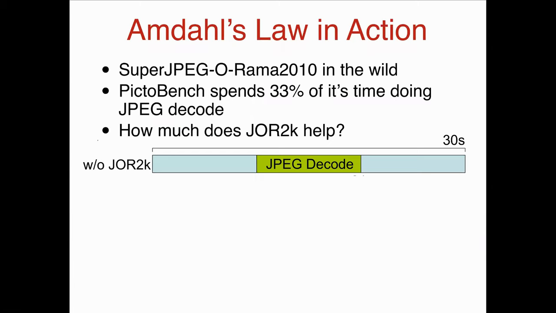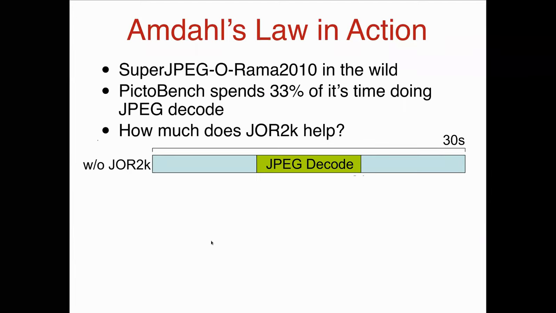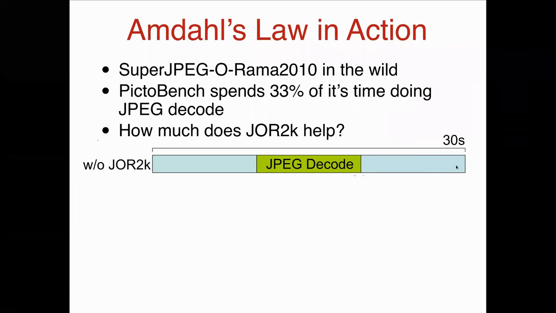We have some benchmark, and it basically is going to spend 33% of its time doing the JPEG decode. So we can see there's probably some file IO at the very beginning, reading it into memory, and then maybe out here it's doing some work on the other side after the JPEG decode. I don't know what we're doing, writing it out to disk again, something like that.